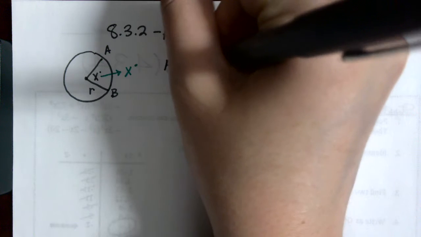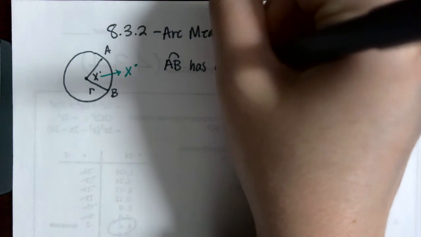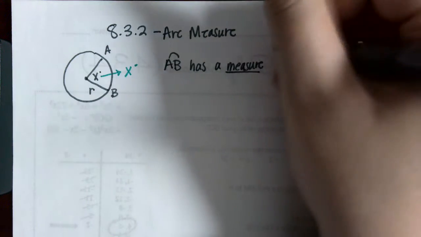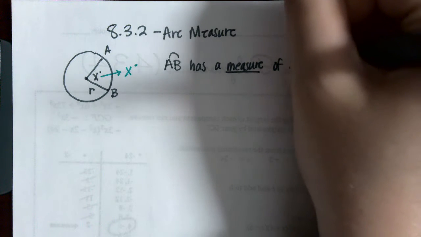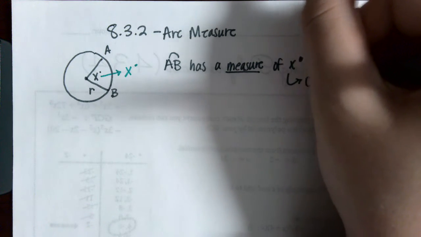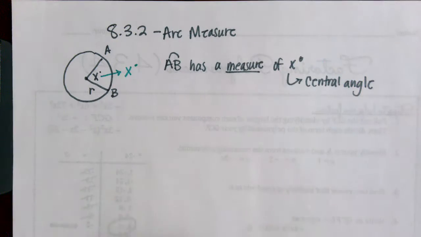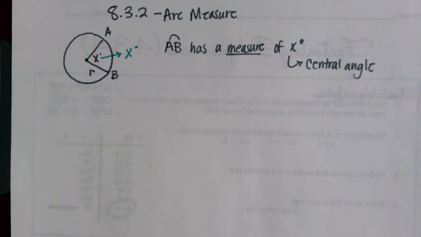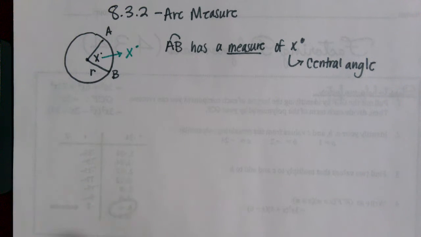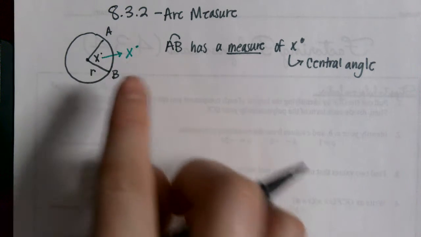So arc AB has a measure of x degrees, which is the central angle. Remember, arc measure and arc length are two different things. So we're not talking about the distance, we're talking about the angle.